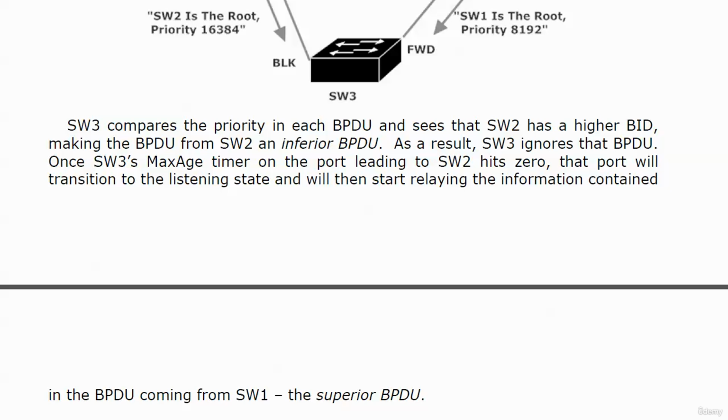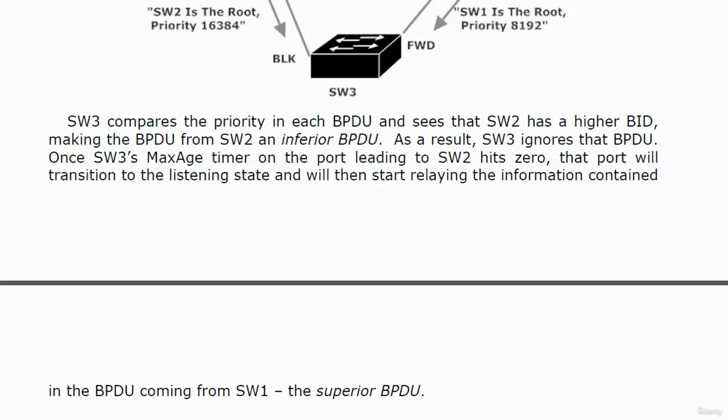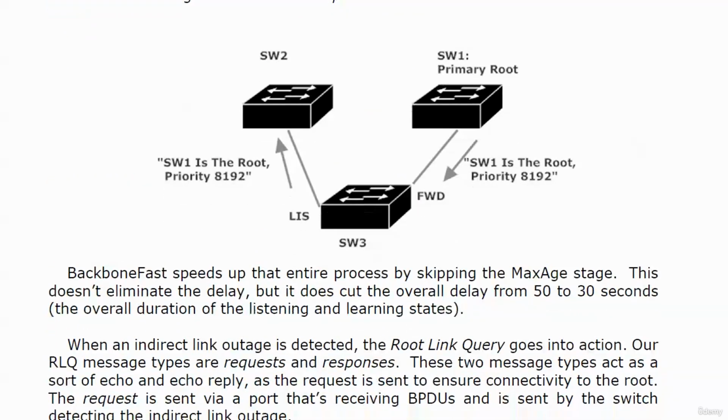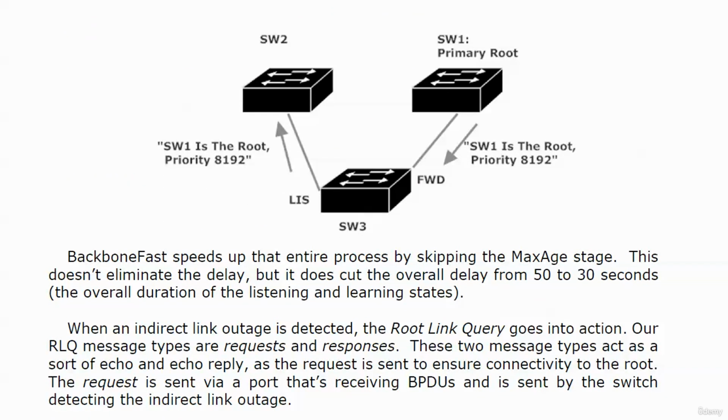Then once 3's max age timer on the port leading to 2 hits 0, that port starts to transition to the listening state, and it relays the information contained in the BPDU from switch 1, which is our superior BPDU. So that's how things work pre-Backbonefast. Now, Backbonefast speeds up that process. It doesn't eliminate the delay, but the max age stage is skipped, and that cuts the overall delay from 50 to 30 seconds, 30 seconds being the overall duration of the listening and learning states.